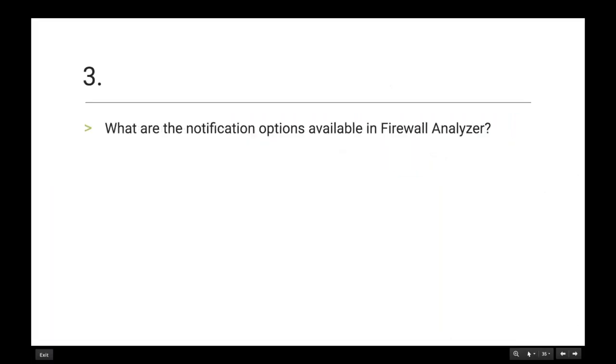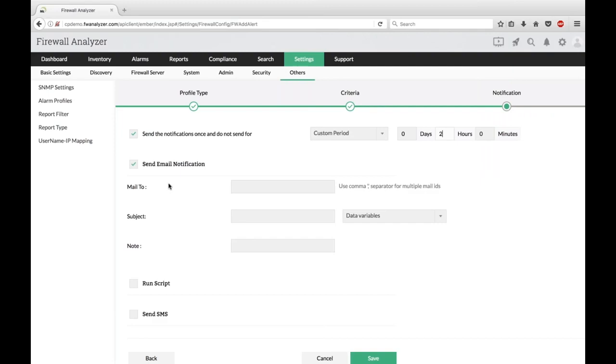The third question is, what are the notification options available in Firewall Analyzer? The notification options are, right away, email. I can send all my alarms as email notifications, or I can execute some script files, batch files, or an executable using run script, and I can also send SMS to my cell phones or mobile phones using an SMS gateway. So these are the three notification options that we have in Firewall Analyzer.